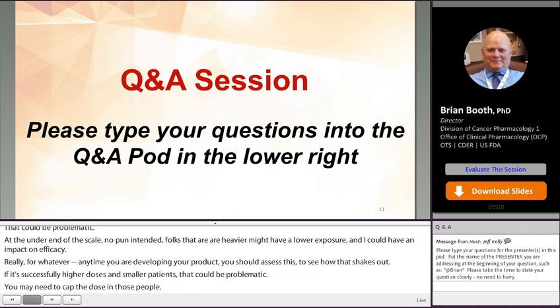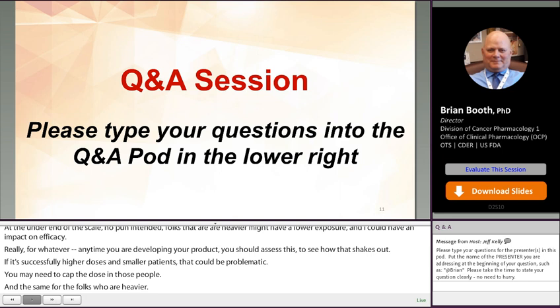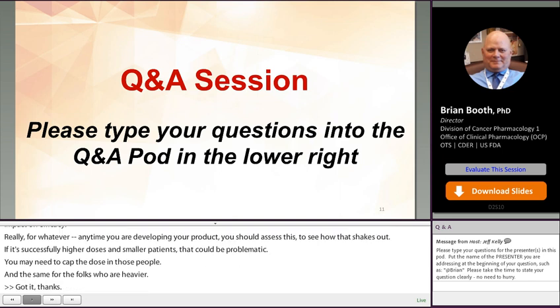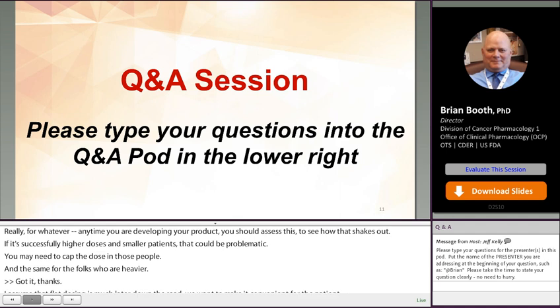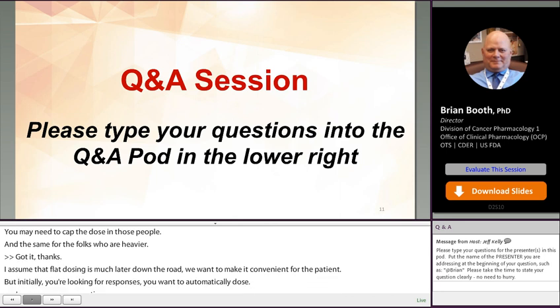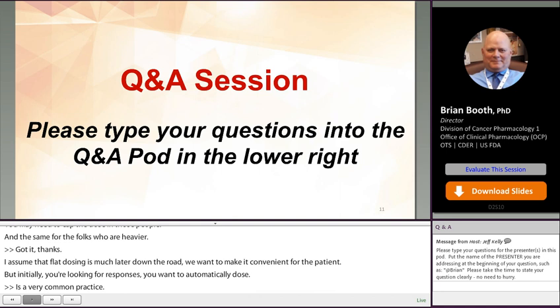Got it. Thanks. But I assume flat dosing comes much later down the road, when you want to make it convenient for the patient. Initially, if you're really looking for responses, you want to dose optimally, and optimal dosing would be based on BSA or weight, right? Yes, that's a very common practice. People will start out with weight or size-based dosing, and they'll often want to convert to a flat dosing paradigm as they get later in development.